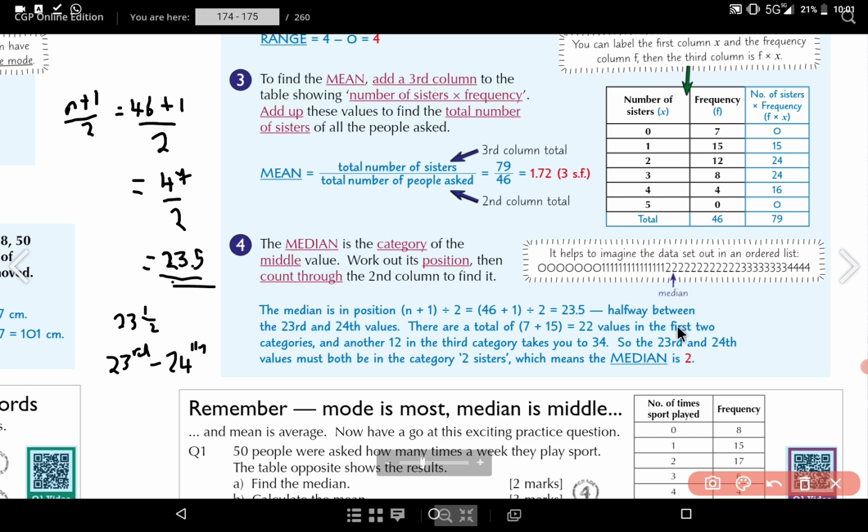So here we're saying it's between the 23rd and the 24th value. So you count to 24, it's just right here. You just arrange the numbers nicely. 0 appears 7 times, you write 7 zeros, 1, 15, and there you get the value like that. And that's how you find the median.